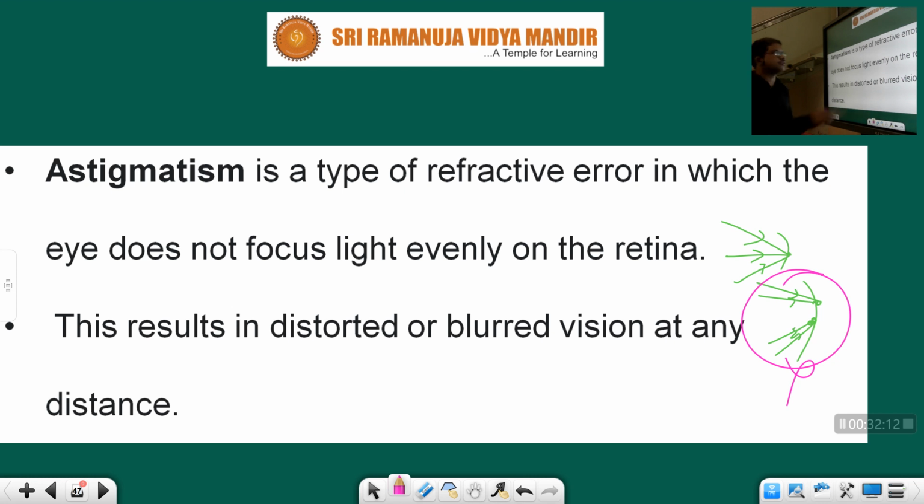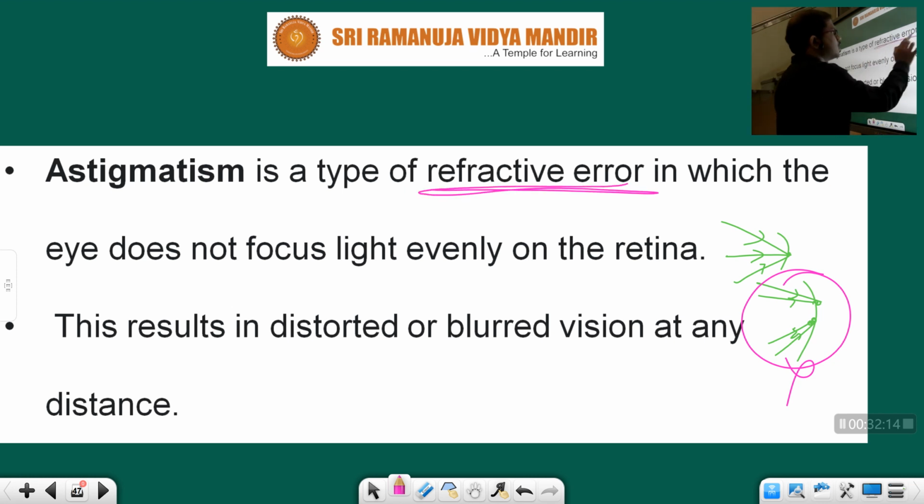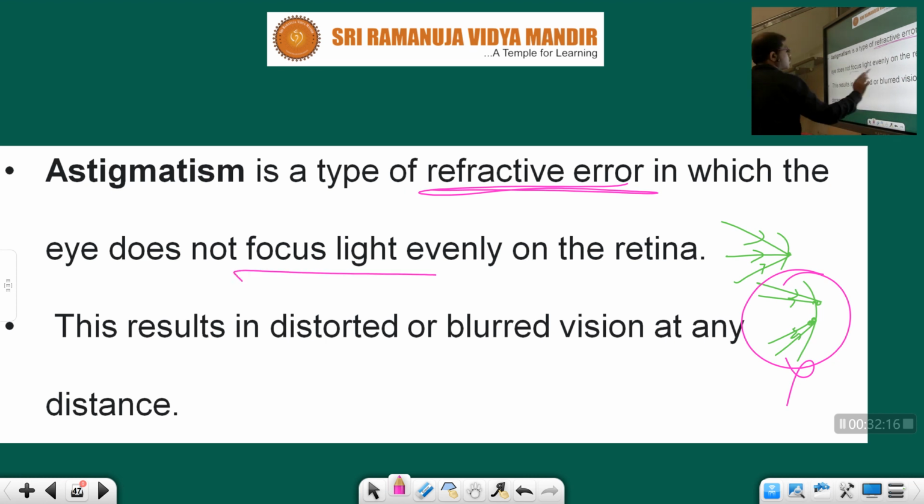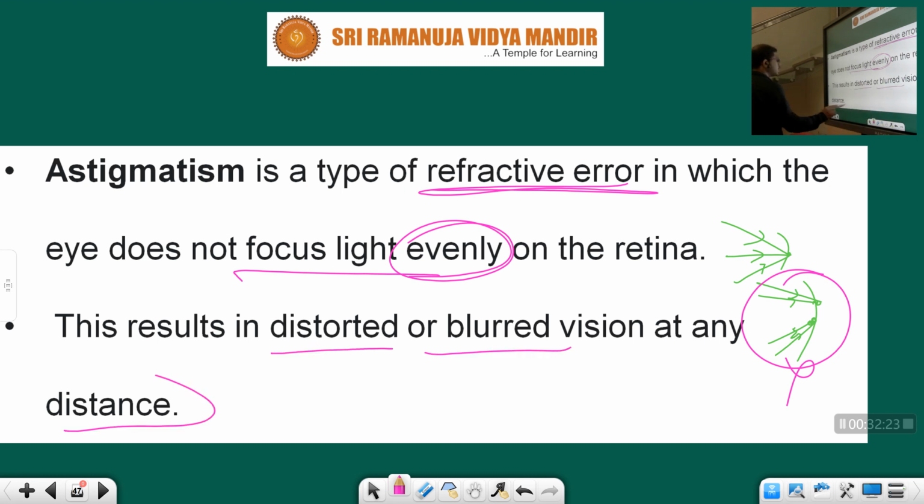Astigmatism is a type of refractive error, children, in which light does not focus evenly. This results in distorted or blurred vision at any distance, whatever the distance may be, whether short or long, objects near or farther. Blurred vision, blurred images only we can see.